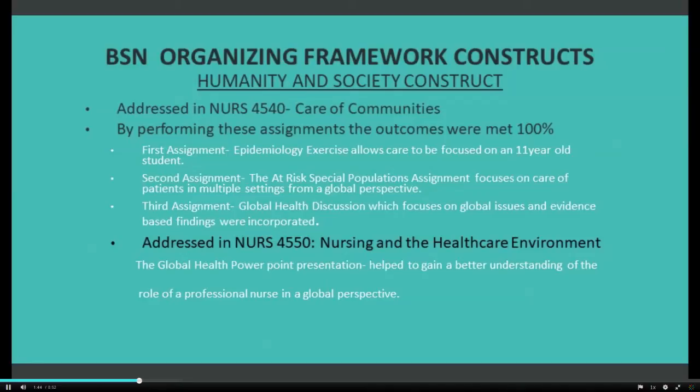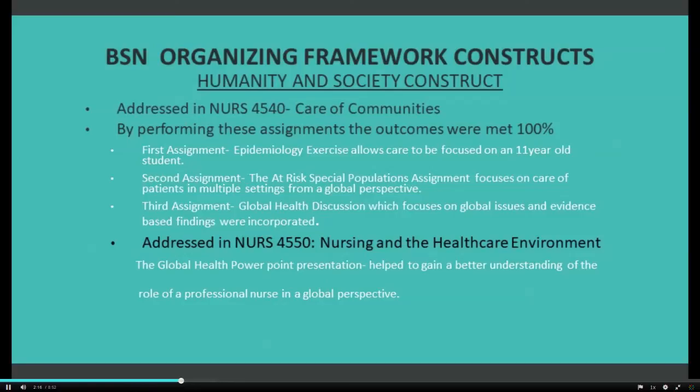I felt like this student learning outcome was addressed in Nursing 4550, Care of Communities. The first assignment, epidemiology exercise, allows care to be focused on an 11-year-old student. The second assignment, the at-risk special population assignment, focuses on care of patients in multiple settings from a global perspective. The third assignment, global health discussion, which focuses on global issues and evidence-based findings, were incorporated.